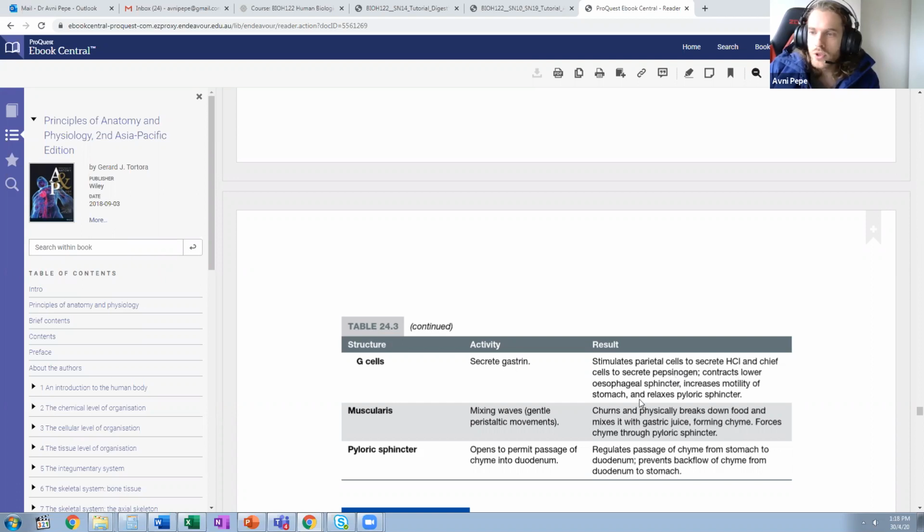The gastrin will also have other functions in control of the gastrointestinal system. So it'll contract the lower esophageal sphincter. That way, when you're releasing hydrochloric acid, it's not going to go up into the esophagus. It increases the motility of the stomach so that we start to churn that chyme, and also relax the pyloric sphincter, which is the sphincter that connects to the small intestine.